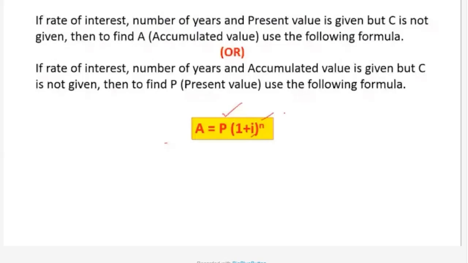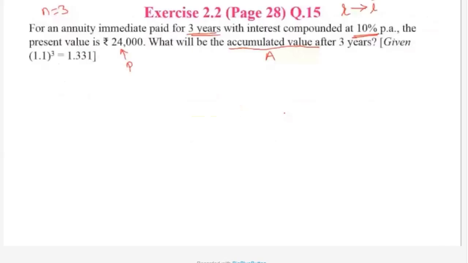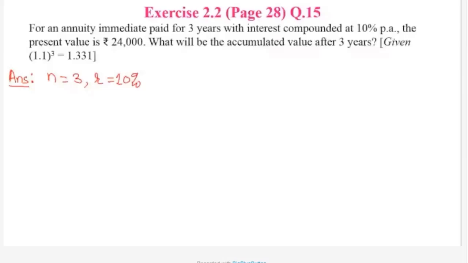But before that, let me write the given things. Is it clear? First 6 formulas, all 6 formulas are having C. There you require C. Here in this formula, you don't require C. What is given? N is equal to 3. Agreed? R is equal to 10%. Therefore, I will be equal to how much? R is 10%, so I will be 0.1.